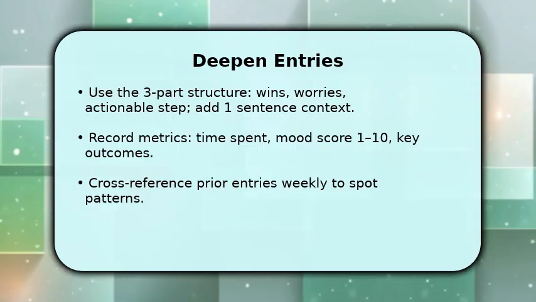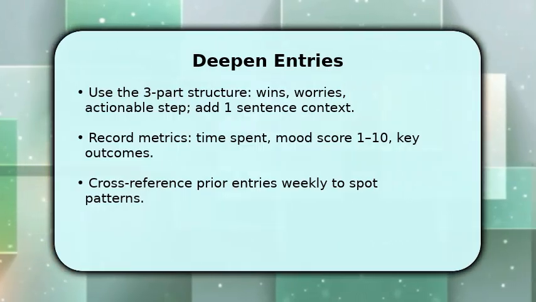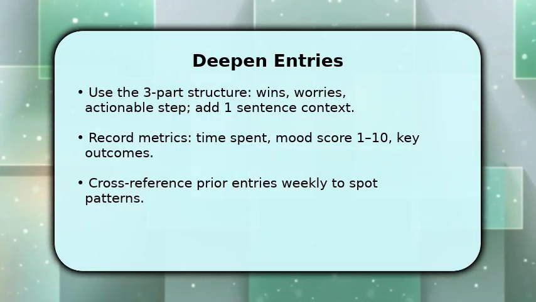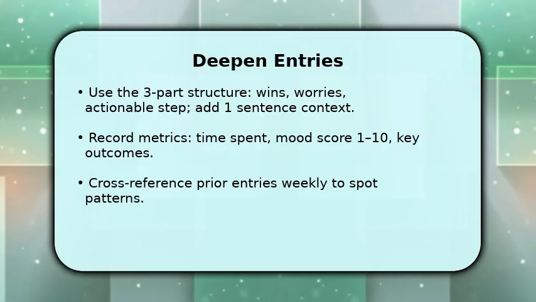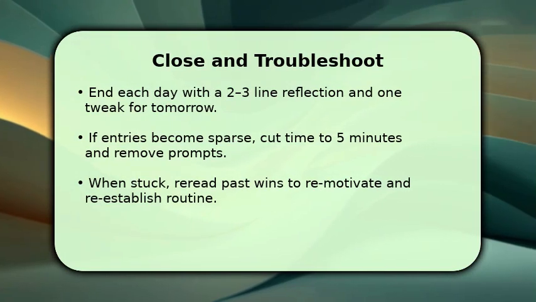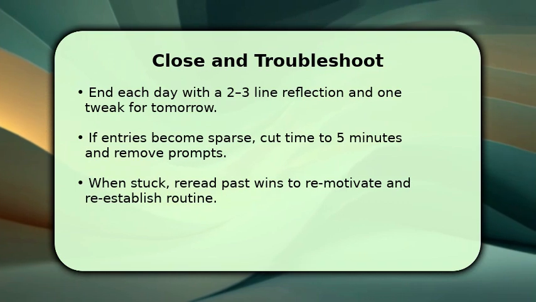Make a weekly review note that links repeated themes to decisions you can test. This disciplined record turns anecdotes into data. To finish each session, write a short evening reflection and 1 tweak you will try tomorrow. This closes the loop and creates iterative improvement.